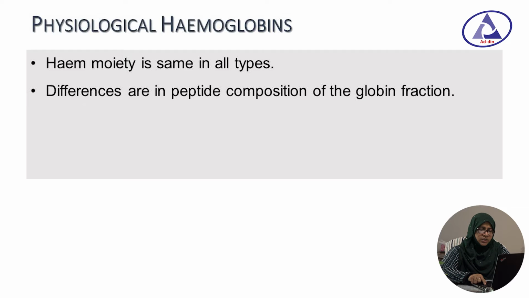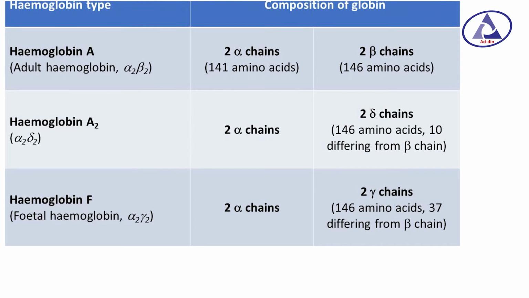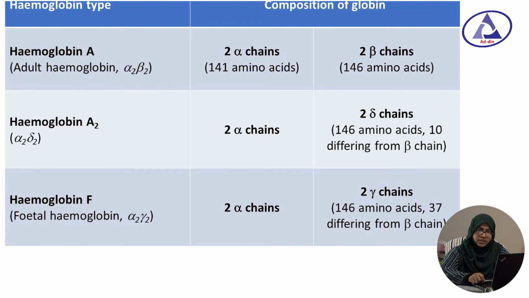Pathological variations: the heme moiety is the same in all types, but there are differences in the peptide portion of the globin fraction. These are the variations of hemoglobin: hemoglobin A, A2 and hemoglobin F. Hemoglobin A is the adult hemoglobin. It is synthesized by 2 alpha chains and 2 beta chains, and hemoglobin A2 is formed by 2 alpha chains and 2 delta chains, and hemoglobin F is fetal hemoglobin. It is formed by 2 alpha and 2 gamma chains. You can see the alpha chain is the same in every variation, but there is variation in the beta chain amino acids.